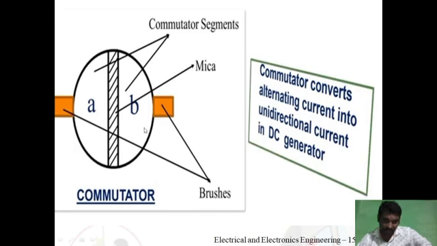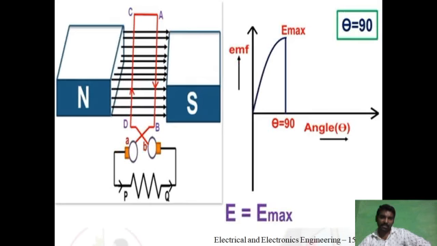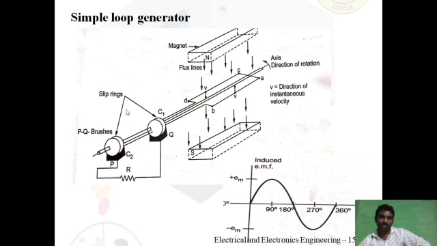This one represents a commutator, which is also called split rings. In the diagram you have seen in the first diagram, it is slip rings. So what is the job here? As the name indicates, it just slips over the brushes.